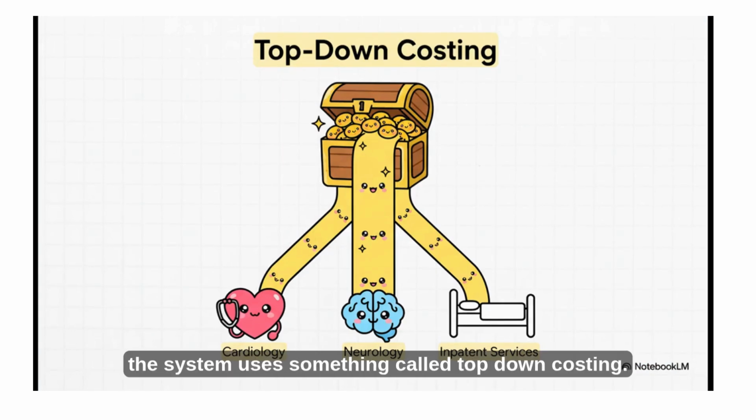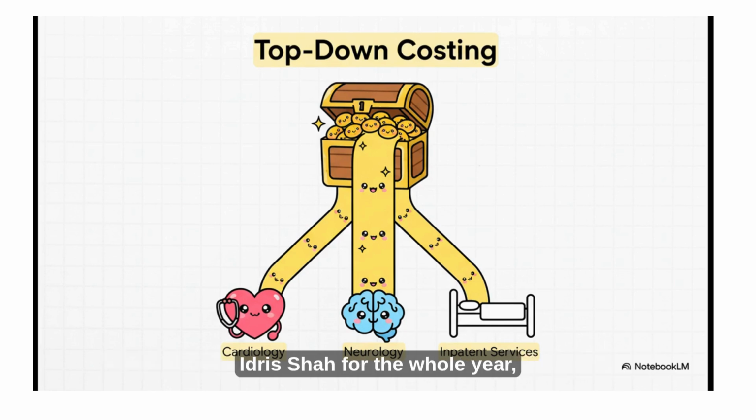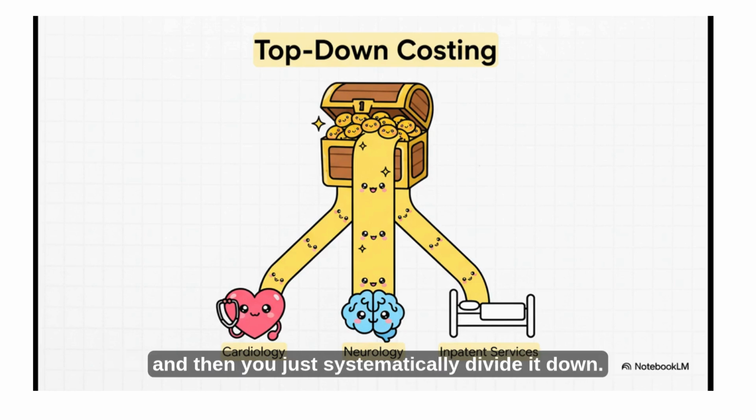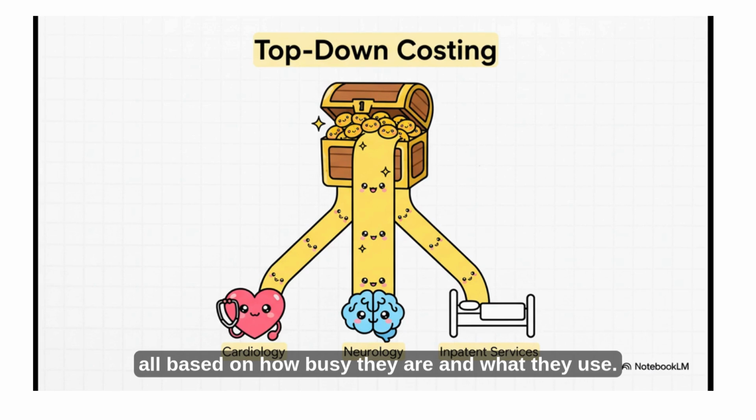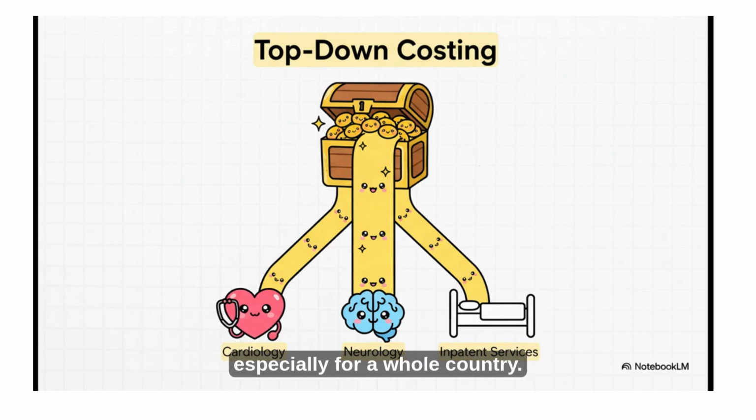So how do we figure out the cost for each group? Well, in Malaysia, the system uses something called top-down costing. Just imagine taking the entire budget for Hospital Sultan Idris Shah for the whole year, and then you just systematically divide it down. A piece goes to cardiology, a piece to surgery, and so on, all based on how busy they are and what they use. It's a really practical and fast way to do it, especially for a whole country.